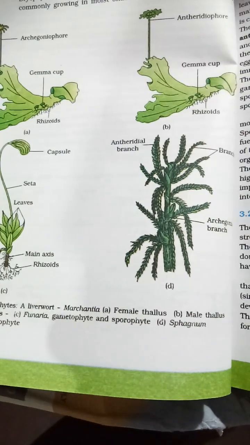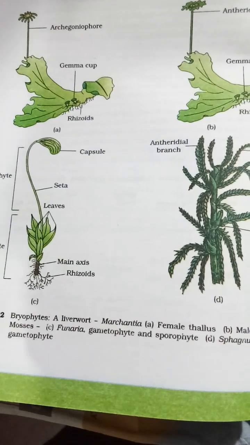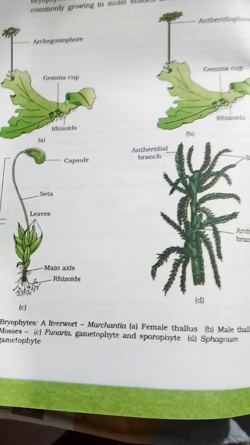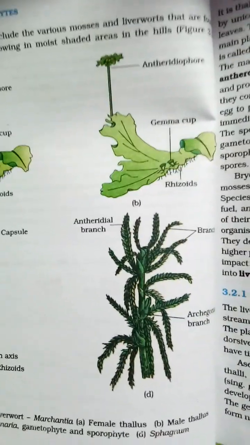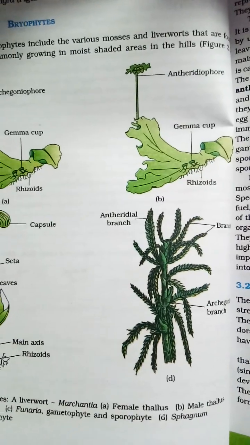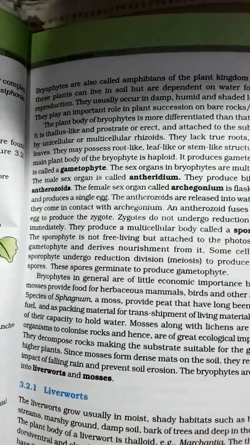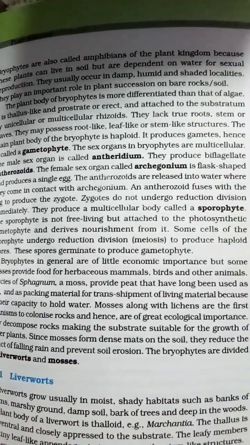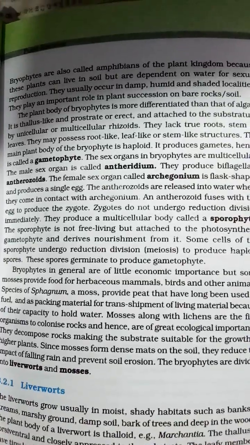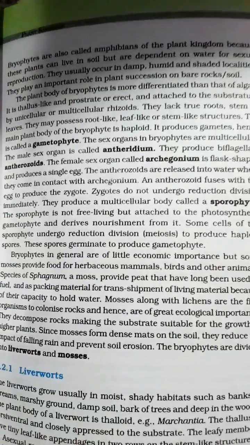These are the variants of the plants, and they are seen in the moist places of the hills. These are the amphibians of the plant kingdom, because these plants live in soil but are dependent on water for sexual reproduction. So this is the character of amphibians. They usually occur in damp, humid and shaded localities. So the most important factor here is damp and humid conditions. Moisture is the most important factor for the growing of the plant.